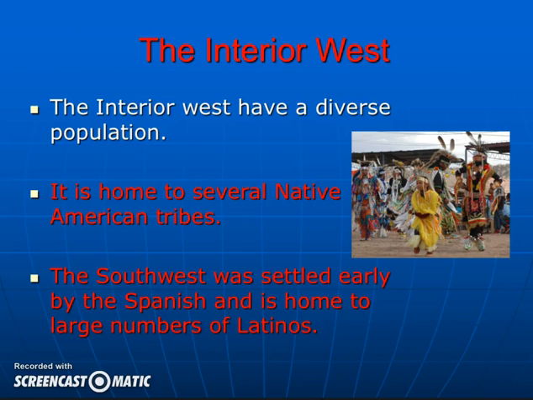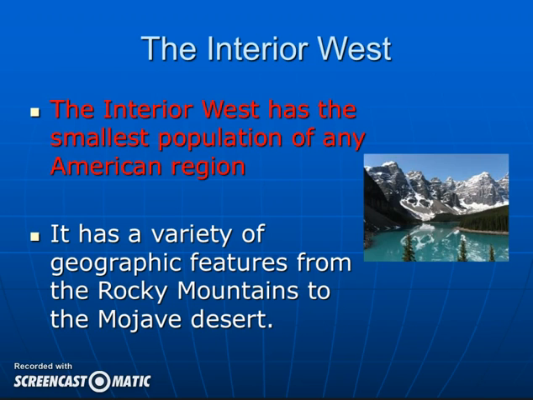The Interior West is our next region. It has a very diverse population as well, and this is home to several of our Native American tribes. Some of those tribes have actually been forced from the East Coast to migrate west. In the Southwest, there's going to be a large number of Latinos. This is due to the fact that the Spanish settled that area first. The Interior West has the smallest population of any region in the United States, but it is a huge geographic area. That geographic area is also home to a variety of different landforms and features, everything from the Rocky Mountains to the Mojave Desert.